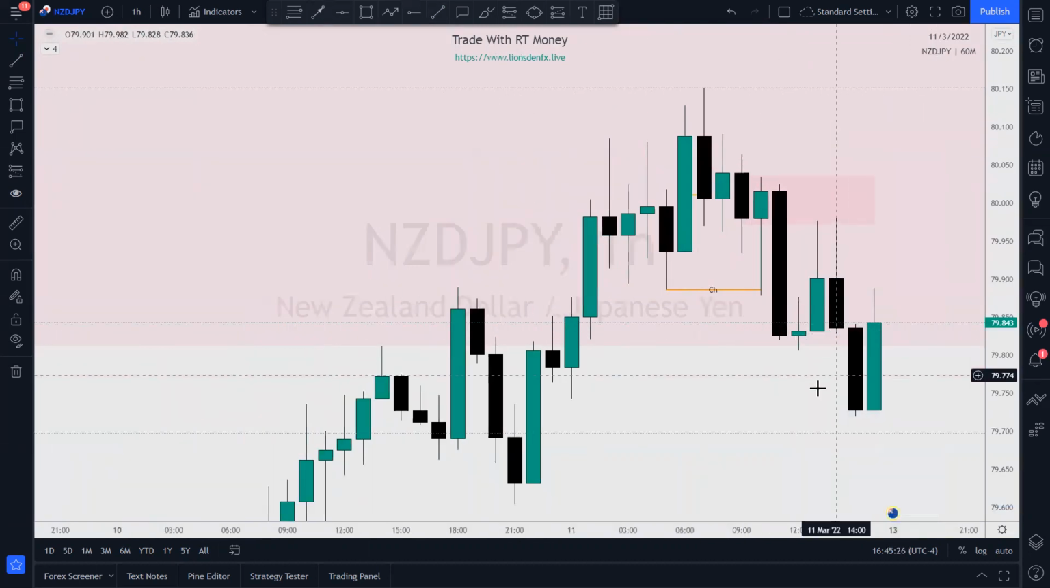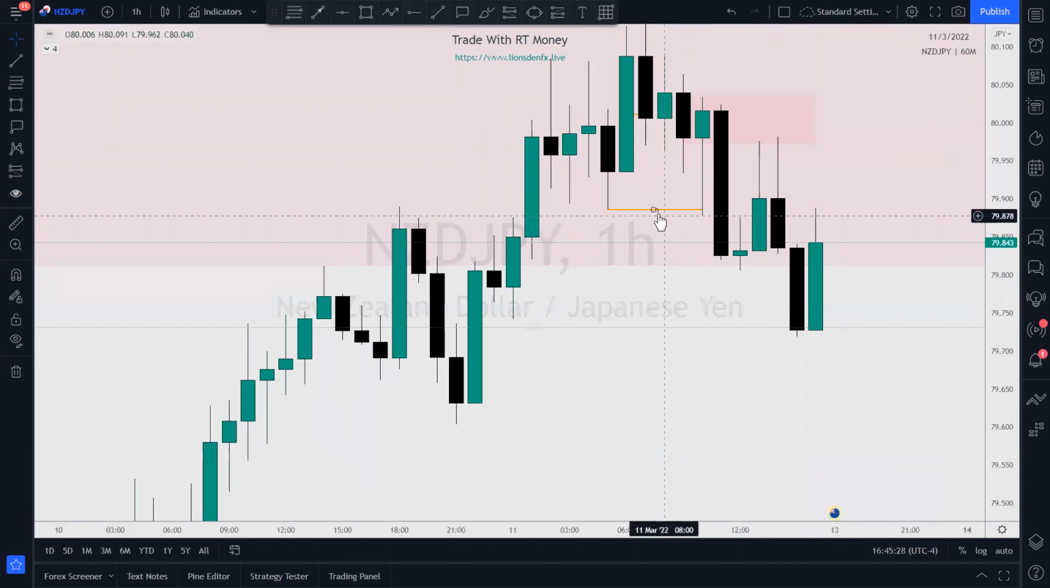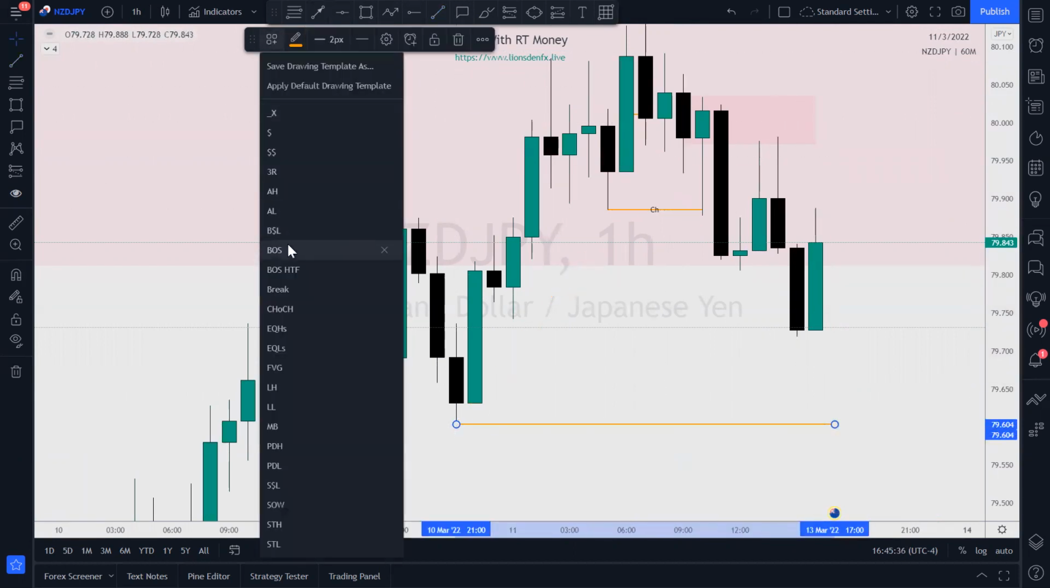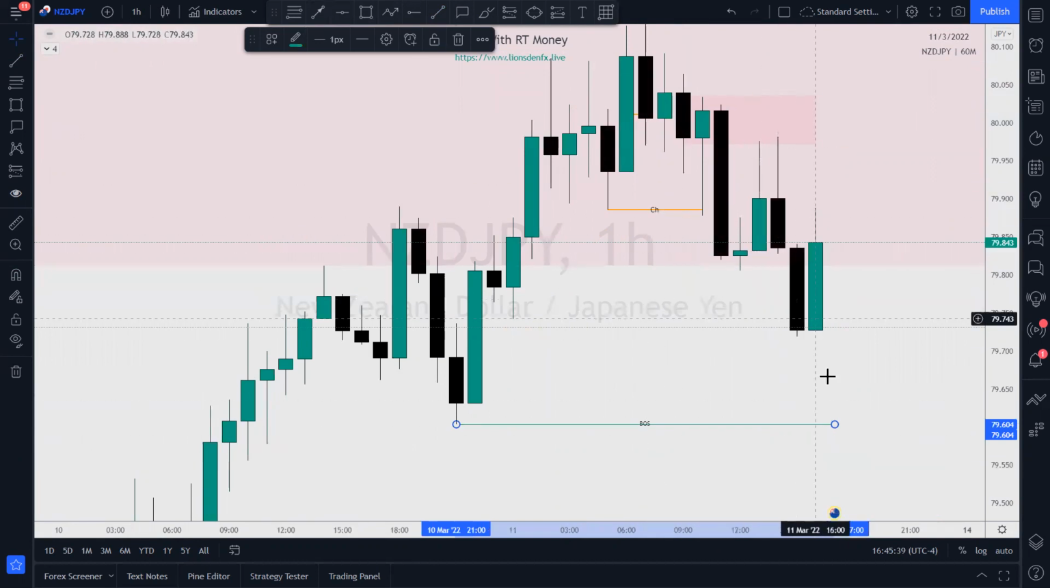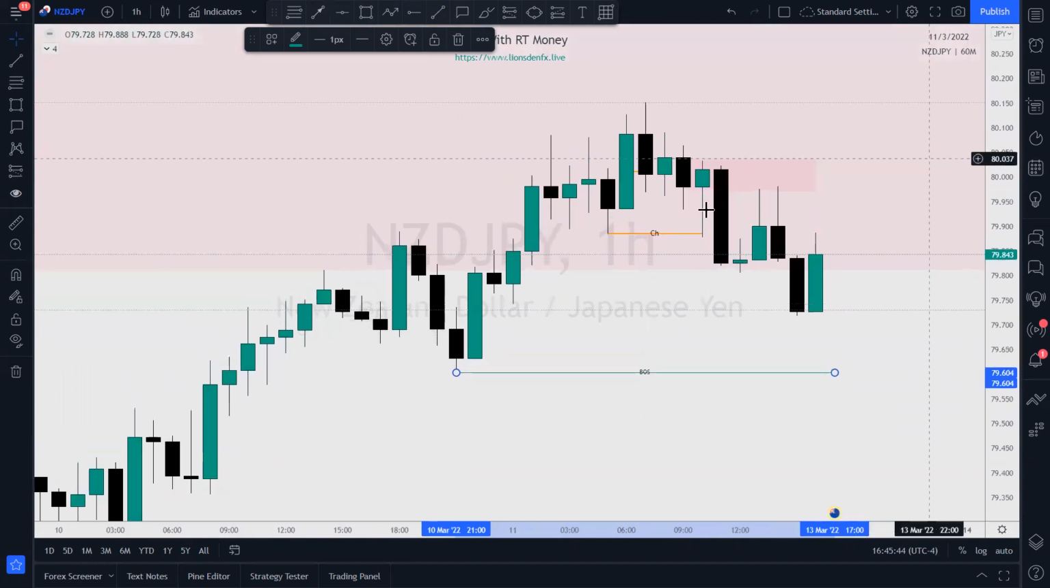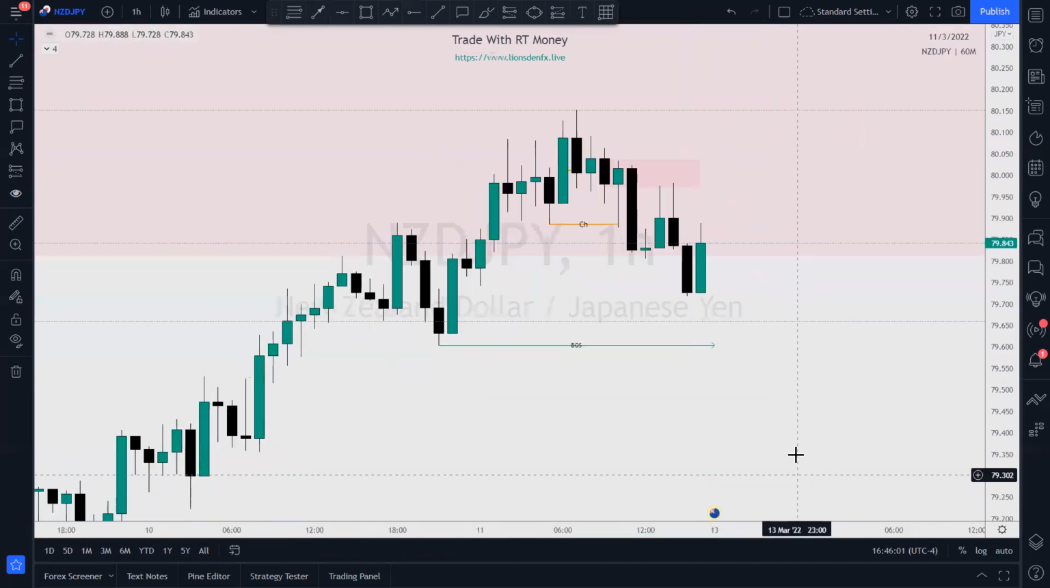Now, the difference here between CHoCH and a break of structure is that this is a break of structure here, which confirms that price is changing from bullish to bearish momentum. That confirms it. This one gives an early warning sign or early alert that price is likely changing. It gives the earliest evidence, and this could be wrong, but I will take this setup. And if you take it 10 times in a row, you're probably going to win between 6 and 8 times.